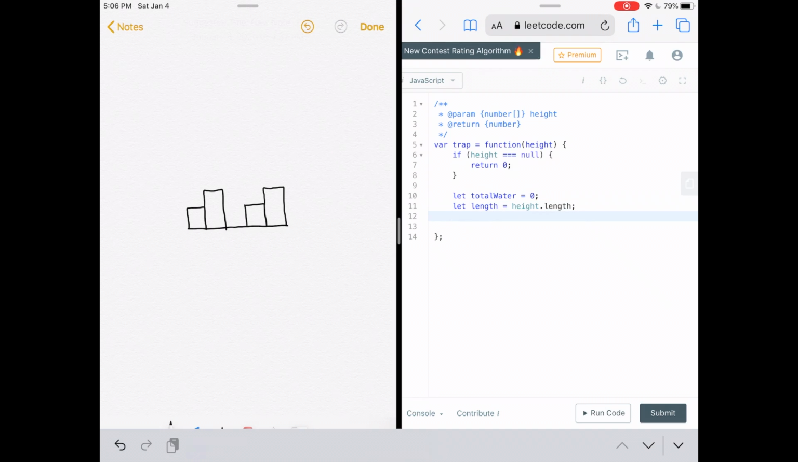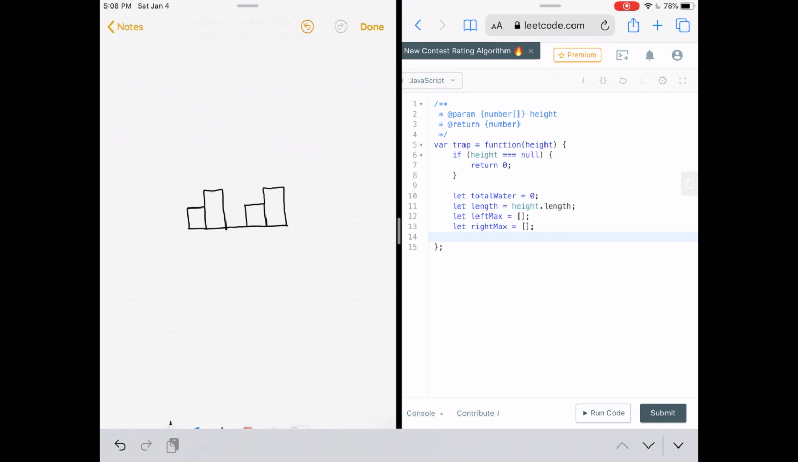And we're going to need two arrays. One is going to contain the values of the potential height of the water from left to right, and the other one is going to save the values of the potential height of the water from right to left. So that'll be let left max equal an empty array, and let right max equal an empty array.